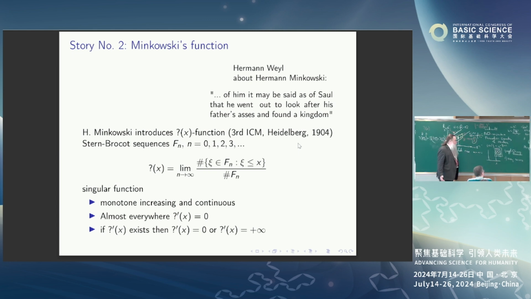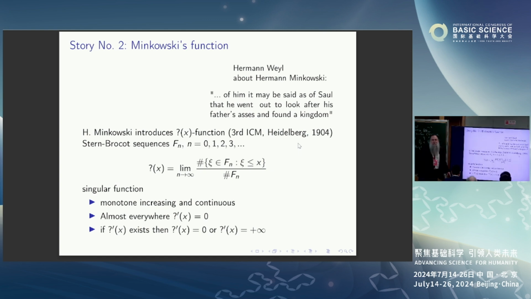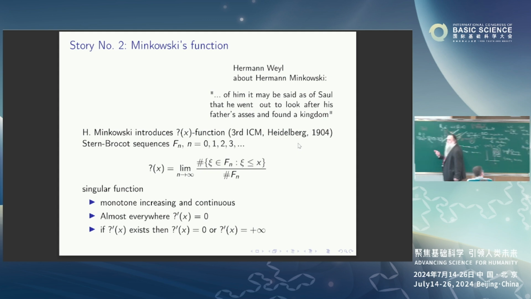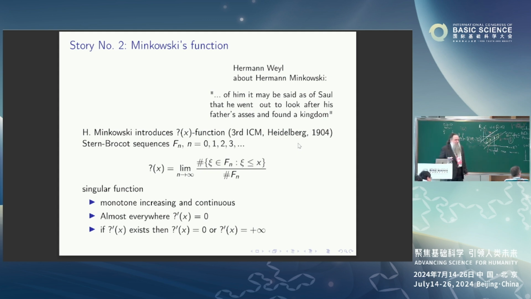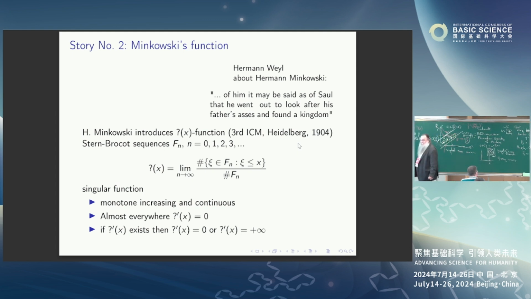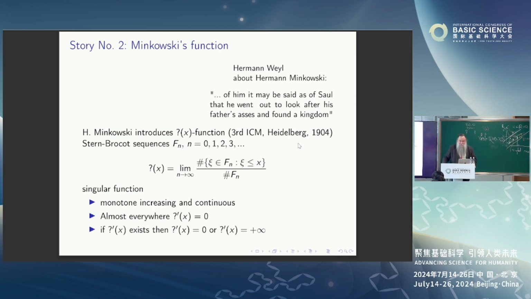Salem proved that this function is singular. The derivative, if it exists, is equal to 0 or plus infinity. So by Lebesgue, almost everywhere the derivative is 0. And this phenomenon was rather strange in the times of Minkowski. That's why we have the following notation.